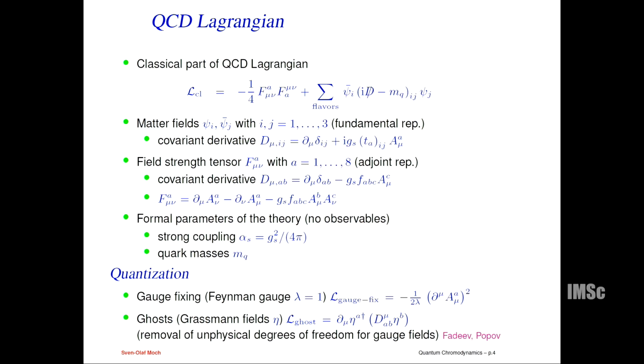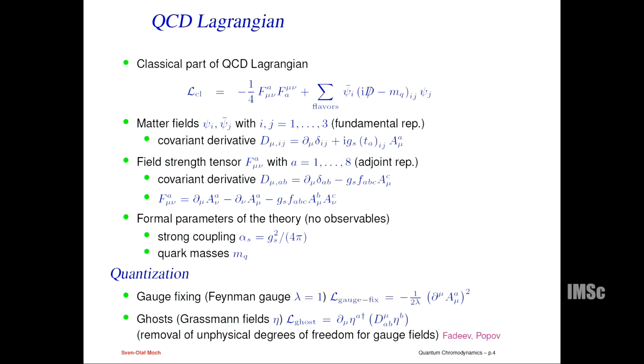But those parameters are formal parameters in the theory, like the strong coupling. So g_s, the strong coupling, we can square it and divide by 4 pi, and then we come up with alpha_s. This is typically denoted as the strong coupling, and you should basically think of it as a formal parameter. Unless I give you a prescription of how to extract it, you cannot make sense of it in the first place.